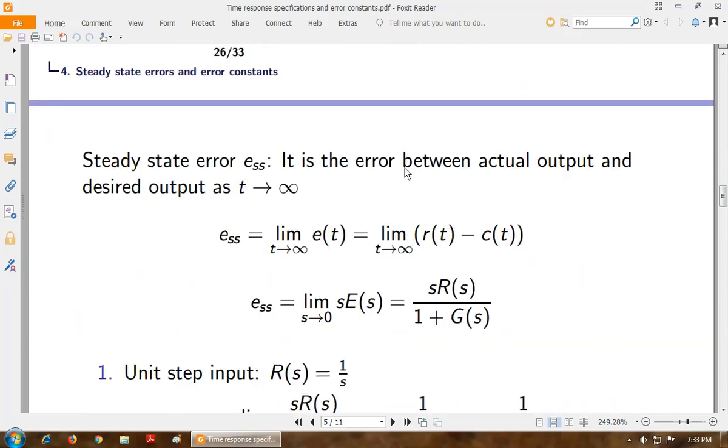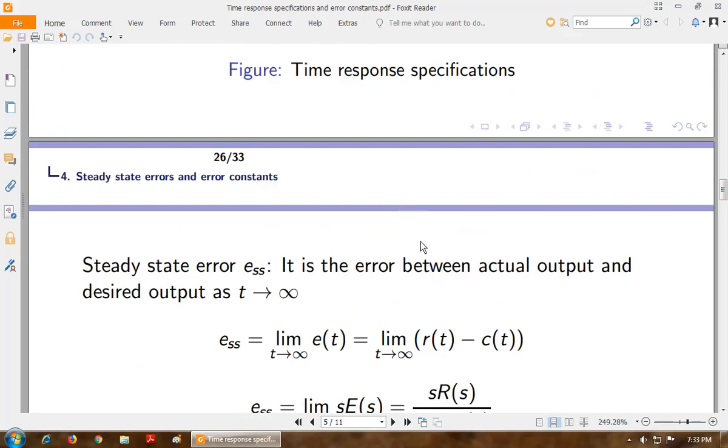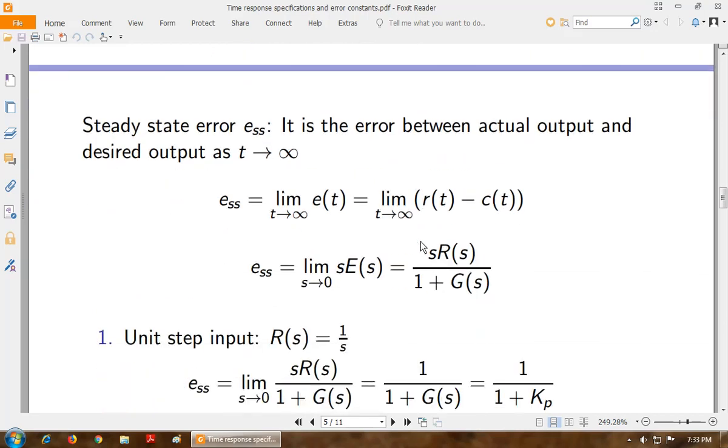So now when the system response is plotted, there are some parameters which can be analyzed to know the quality of the response or quality of this control system, and that is by knowing the steady state error. ESS stands for steady state error. It is the error between actual output and the desired output when time goes to infinity. As mentioned in the definition, this error is the difference between actual output and the desired output.